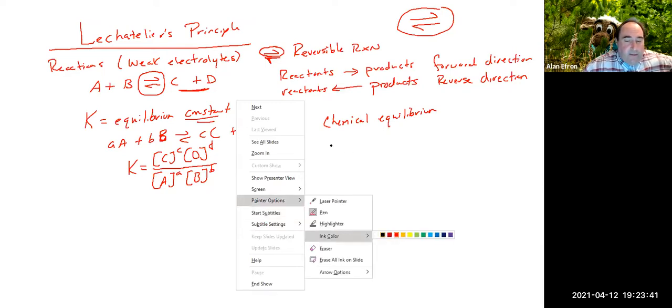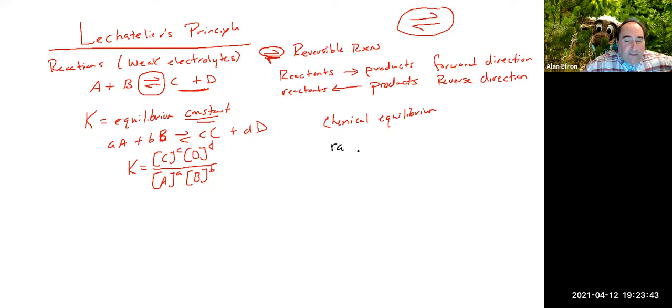And we're talking about the rate of the forward reaction will equal the rate of the reverse reaction. So what does that mean? It means just as quick as it goes this way, everybody's coming back the other way just as quick. So just as fast as the reactants make products, those products will go back and make reactants.